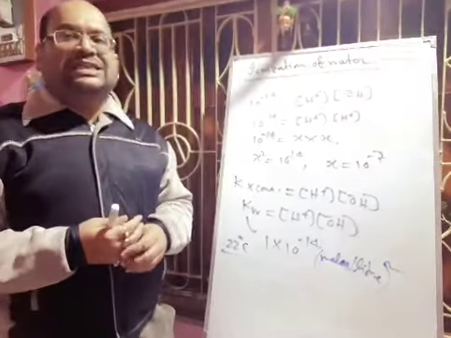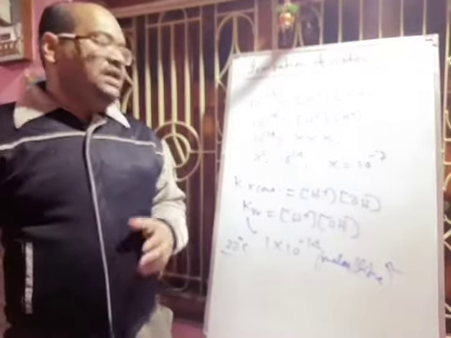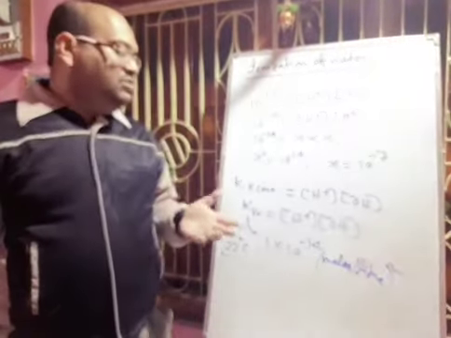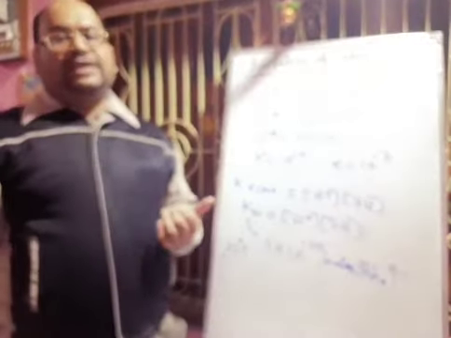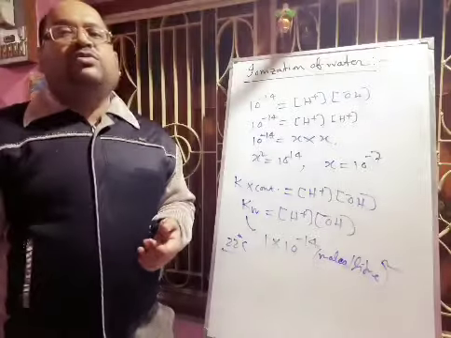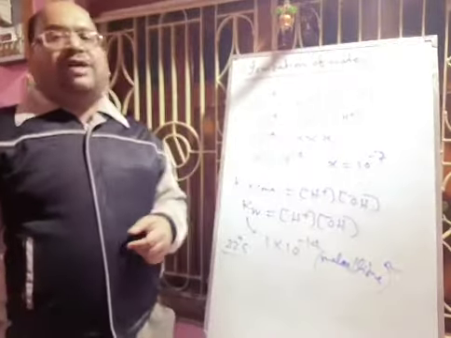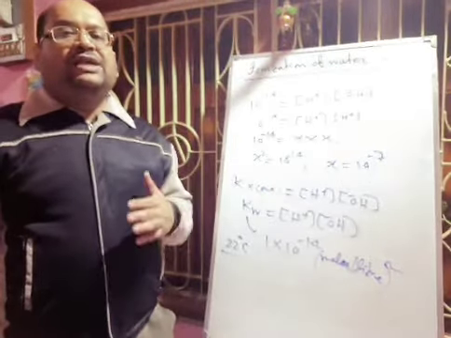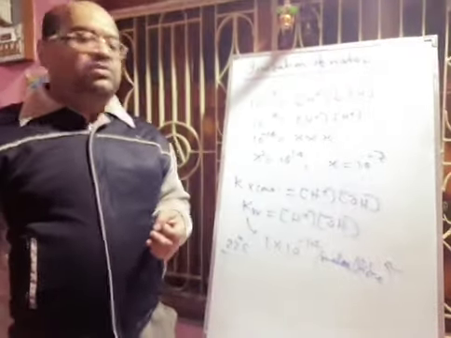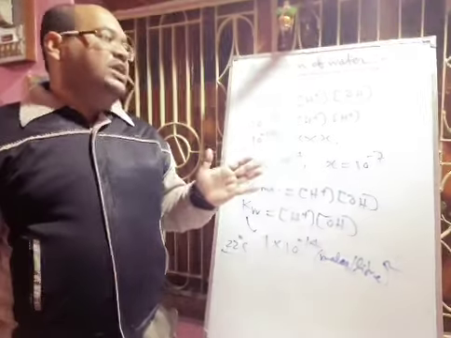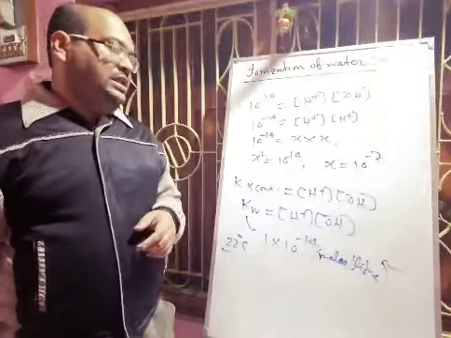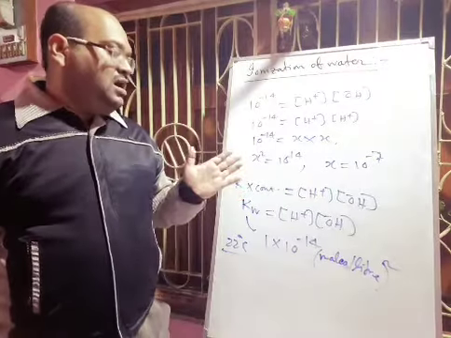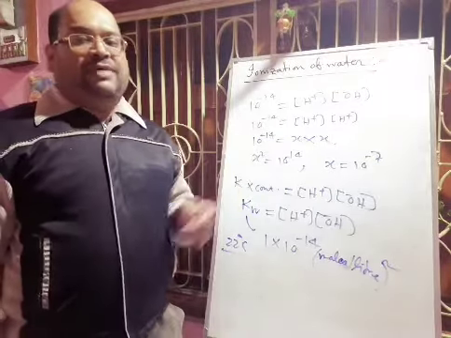As you are increasing the temperature, definitely the value will increase. If you look at 22 degree centigrade, I have already told you that the Kw value will be 1 into 10 to the power minus 14. But at 25 degree centigrade, it will be almost 1, but 1.008 into 10 to the power minus 14. That will be the Kw value at 25 degree centigrade.